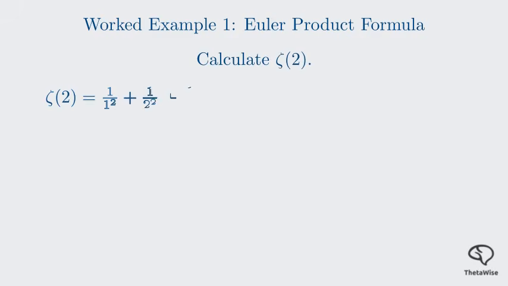We're summing 1 over n squared, so we get 1 over 1 squared plus 1 over 2 squared plus 1 over 3 squared, and so on. This is the sum of the reciprocals of the squares. Now let's look at the product side of the Euler formula for s equals 2.